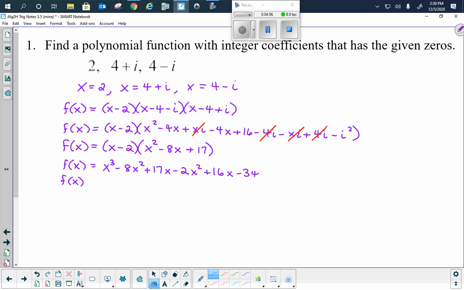And last but not least, put it in standard form, descending power. Looks like I'll have x cubed minus 10x squared plus 33x minus 34. And that would be our final answer.